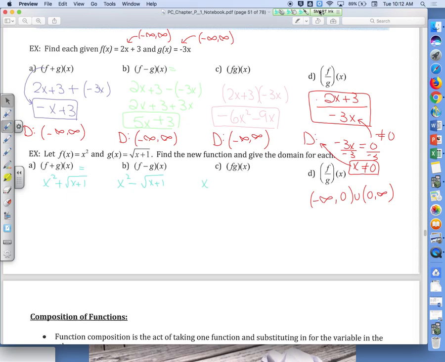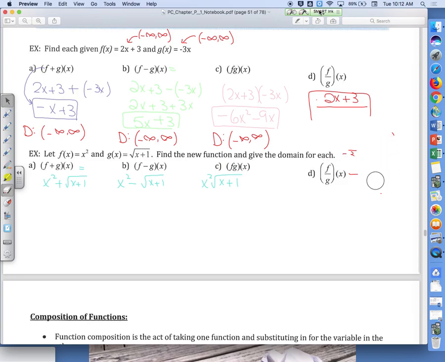Multiplication, x squared times square root of x plus 1. I'm just going to erase this part. And then division, same idea there. For division, I would have x squared divided by square root of x plus 1.